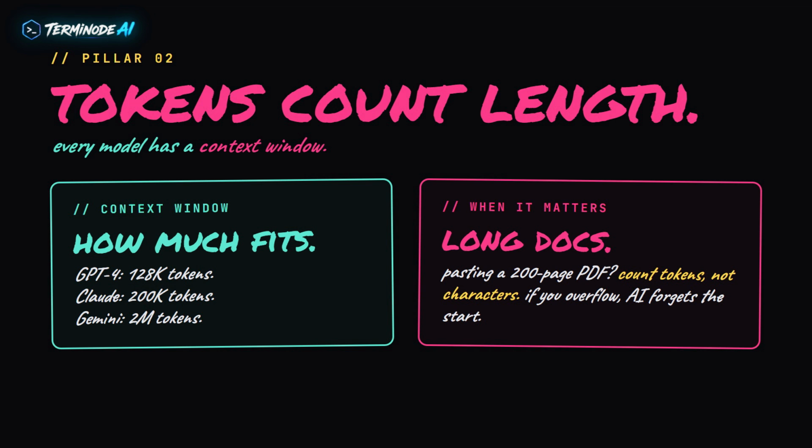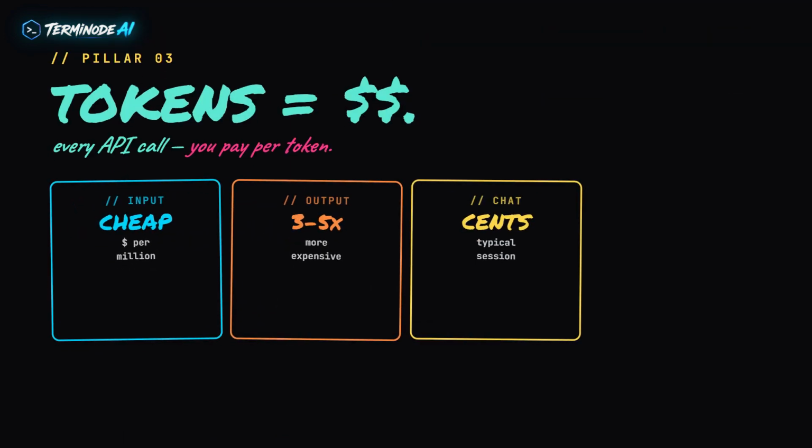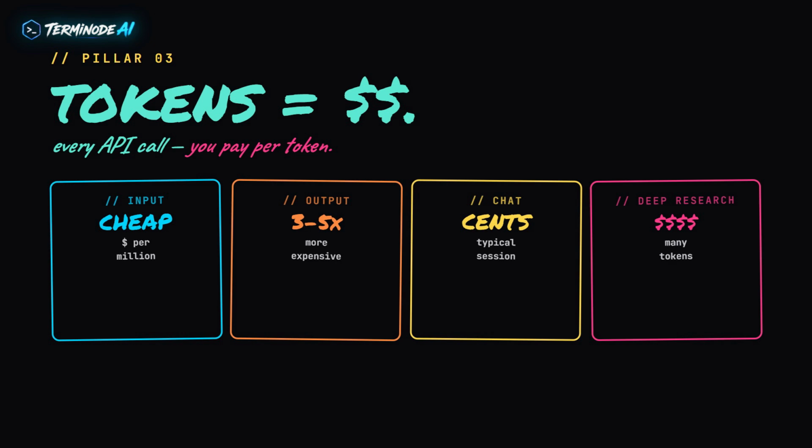3. Tokens are how AI charges you. When you use the API of any major model, OpenAI, Anthropic, Google, you pay per token, 2 separate prices. Input tokens, the prompt you send. Output tokens, the answer they generate. Outputs cost more, sometimes 3 to 5 times more. A typical chat costs fractions of a cent. A long research session can hit several dollars.